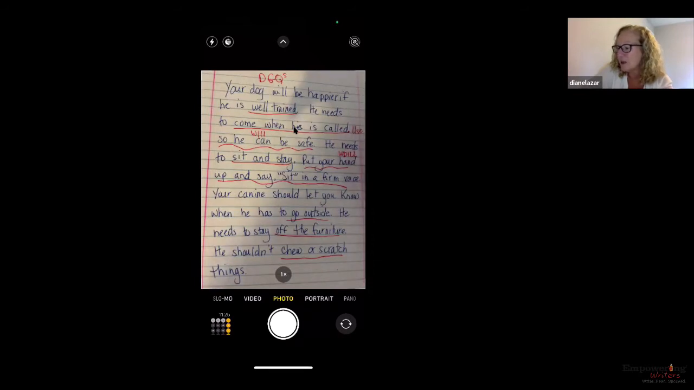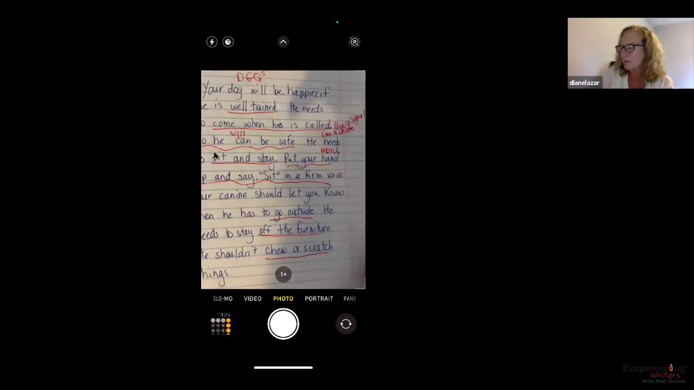Use a signal like a whistle. What's another signal that a dog might come to besides a whistle? What's another kind of signal that you might need to use? I know I have a friend whose dog has a safe word. Good. Clap your hands, shout here, or a hand gesture. Excellent. Use a signal like a whistle or hand gesture to call your dog.